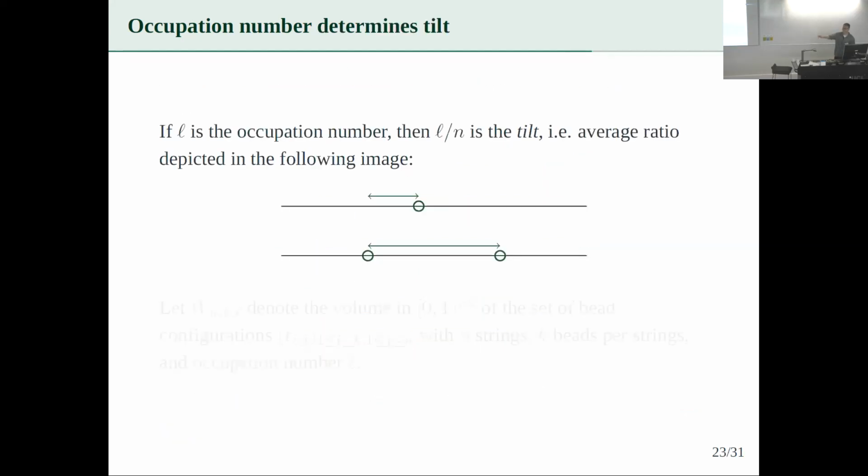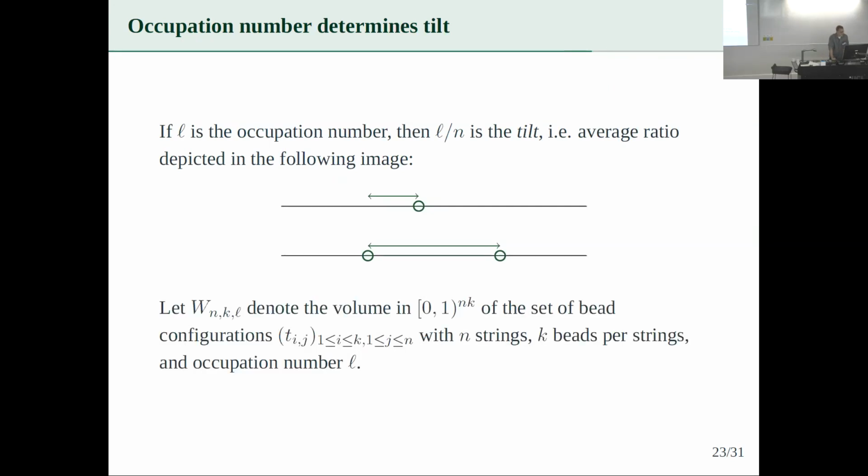So this parameter L controls the tilt of the configuration. We can refine the original problem by not just asking what the volume of configurations with n strings, k beads is, but we have this additional parameter L controlling the occupation number.